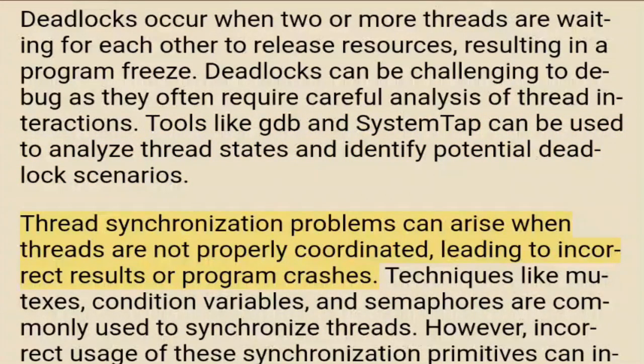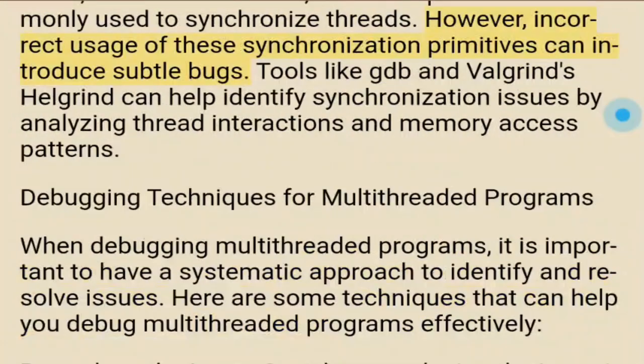Thread synchronization problems can arise when threads are not properly coordinated, leading to incorrect results or program crashes. Techniques like mutexes, condition variables, and semaphores are commonly used to synchronize threads. However, incorrect usage of these synchronization primitives can introduce subtle bugs. Tools like GDB and Valgrind's Helgrind can help identify synchronization issues by analyzing thread interactions and memory access patterns.